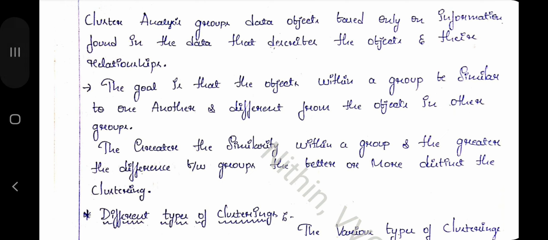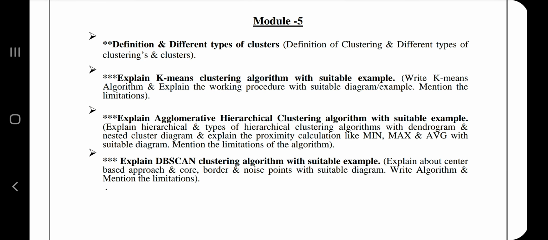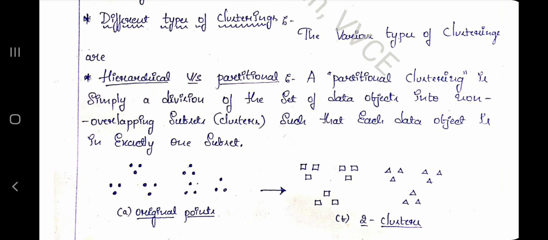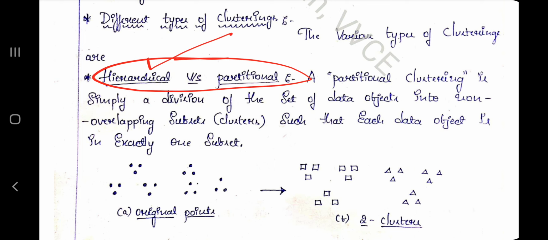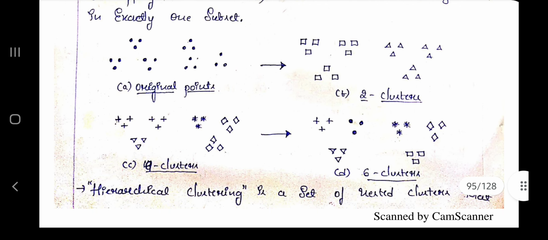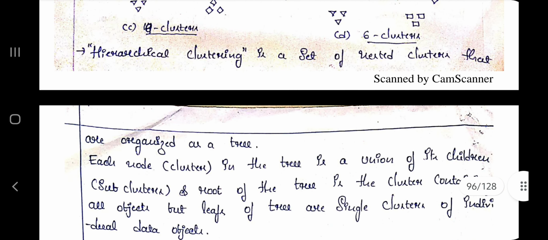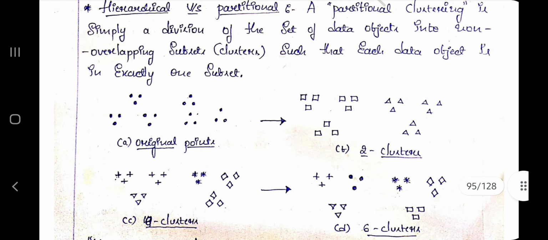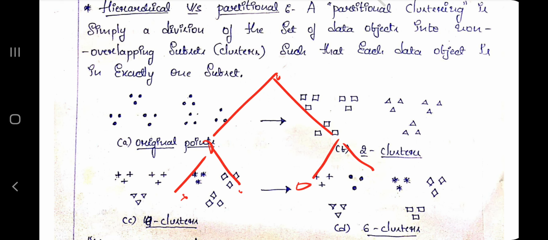Then they have asked two things: the different types of clusters and the different types of clustering. If they ask about different types of clustering, you have to mention these things. Hierarchical versus partitional. Hierarchical means it is a set of nested clusters that are organized as a tree. If this is the main set, you partition it in the way of a tree. There is a hierarchy present in it, that is hierarchical partitioning.